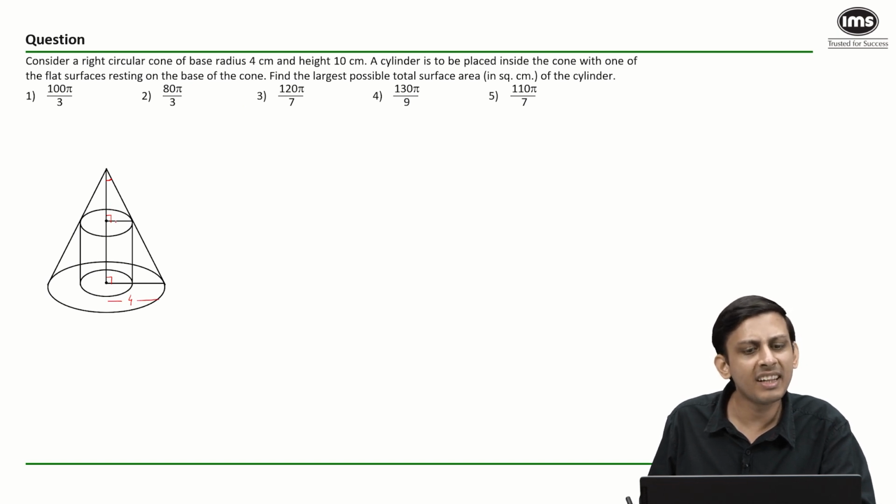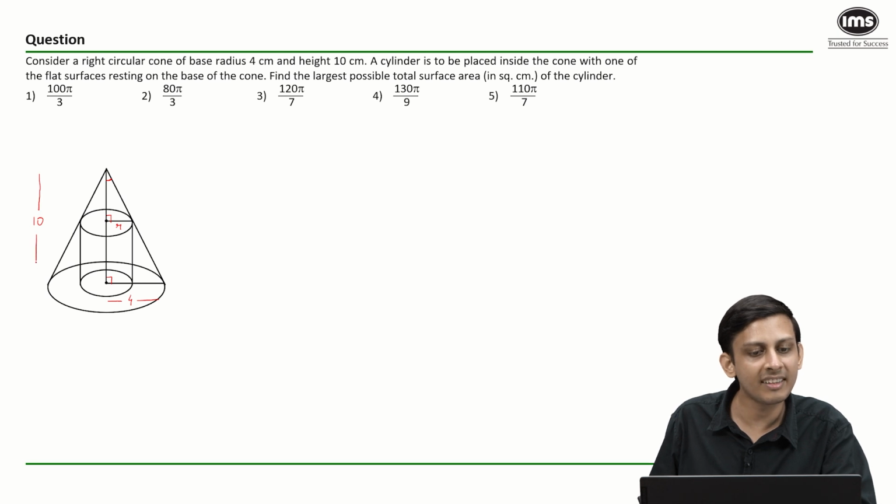Let the radius of the base of the cylinder be r. Now, the height of the cone is 10. Okay, this total height of the cone, the vertical height, is 10. Now, let us take the height of this smaller cone, the height of this smaller right angle triangle, to be h. And therefore, the height of the cylinder will be 10 minus h.